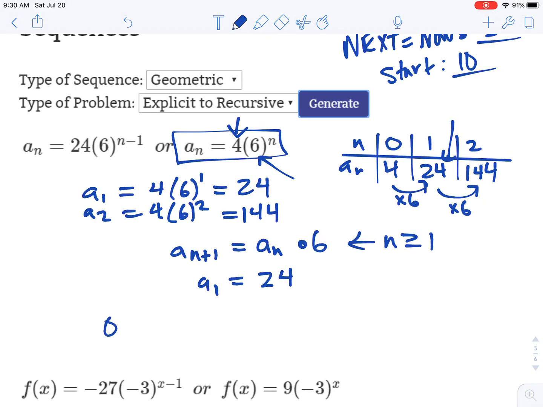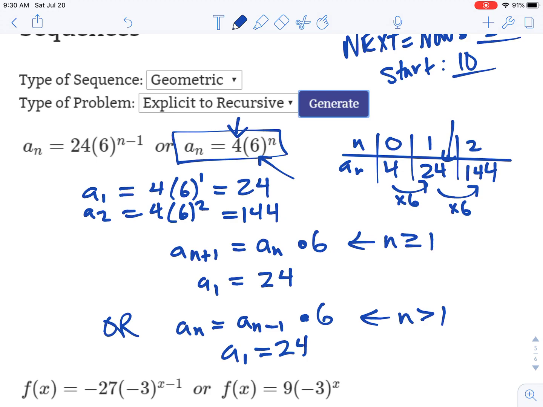Or we could say a sub n is the one before it, a sub n minus 1, times 6, again starting at 24, and this would just be for when n is greater than 1, or n is greater than or equal to 2. That would work either way. You might see it either way in a multiple choice question. You just have to know they mean the same thing.